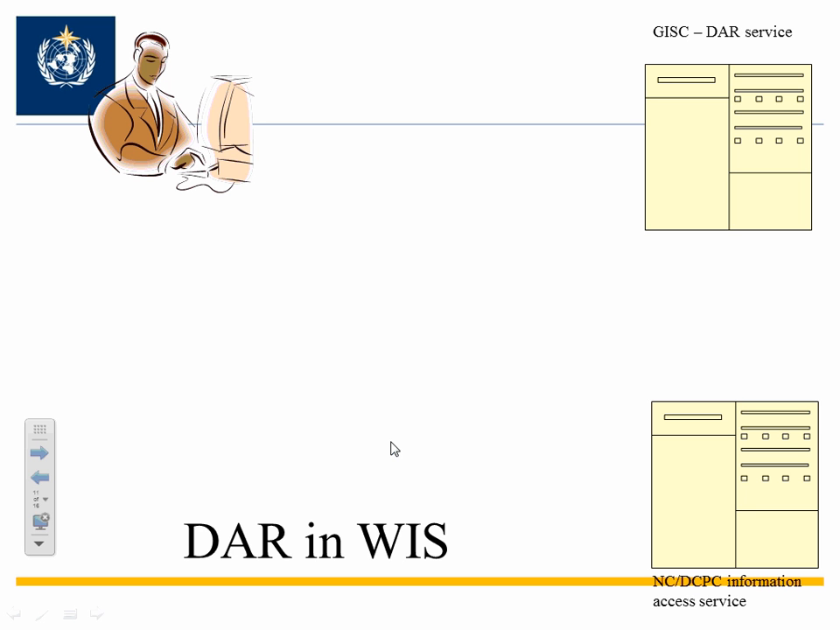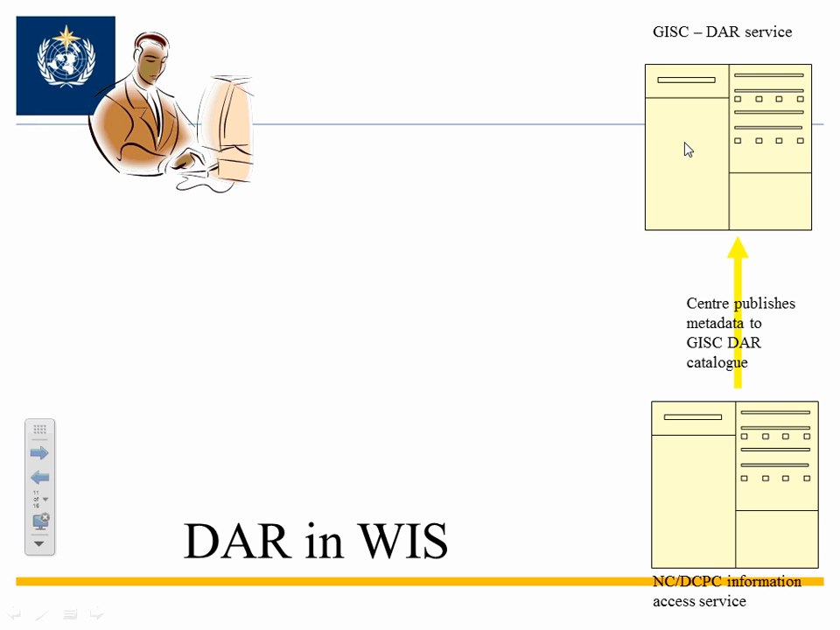I want to recall to your minds why we need this metadata. We are talking about the discovery metadata. Here is the DCPC on the bottom right, and the DCPC publishes to the JISC some metadata. How can the JISC and the DCPC understand each other?